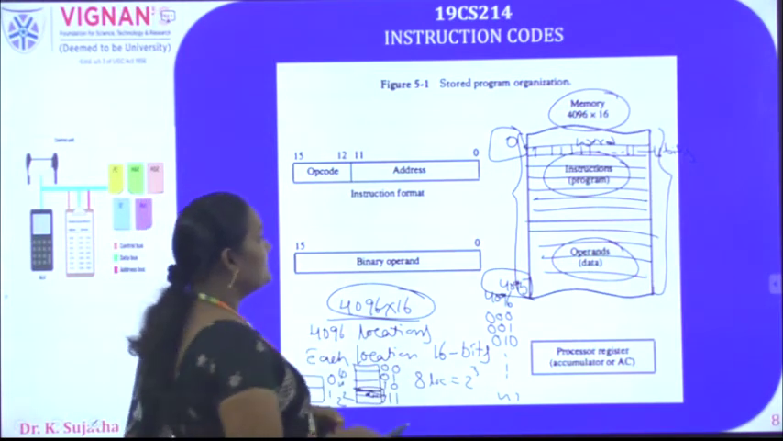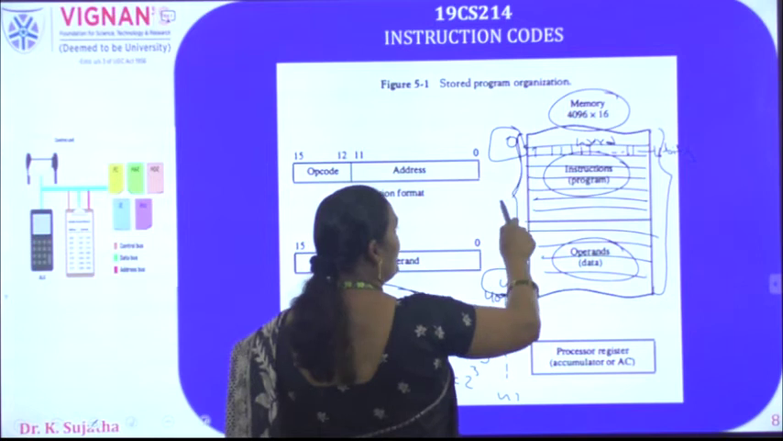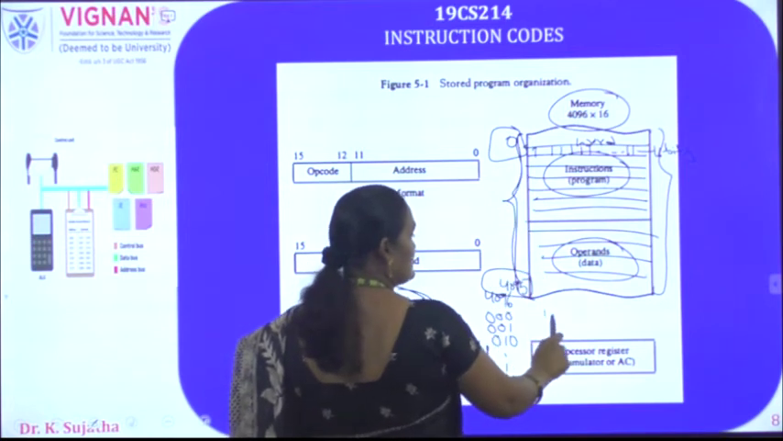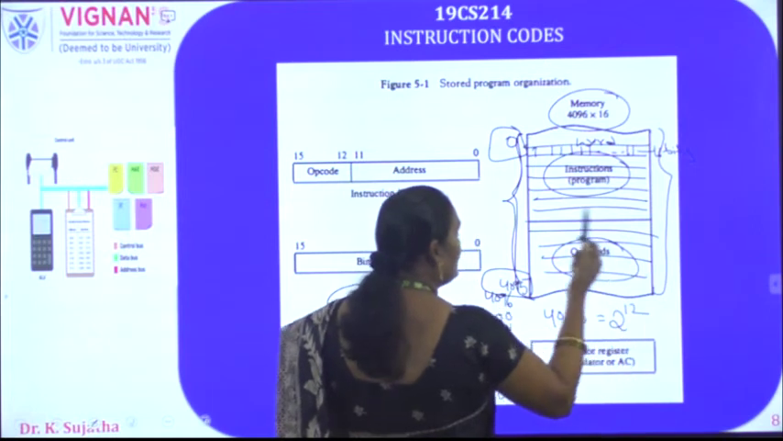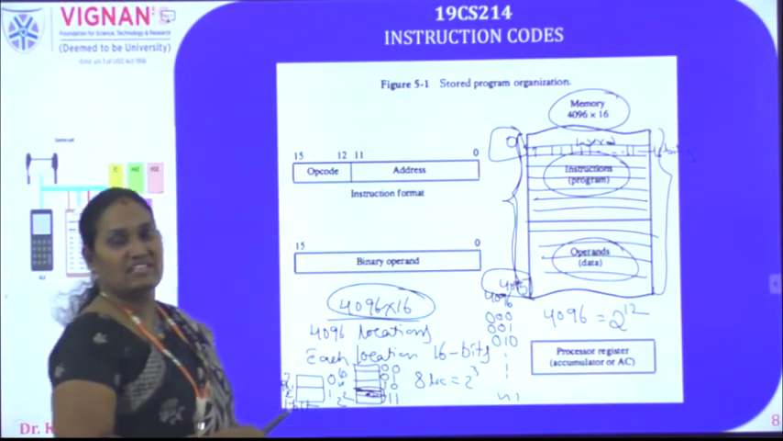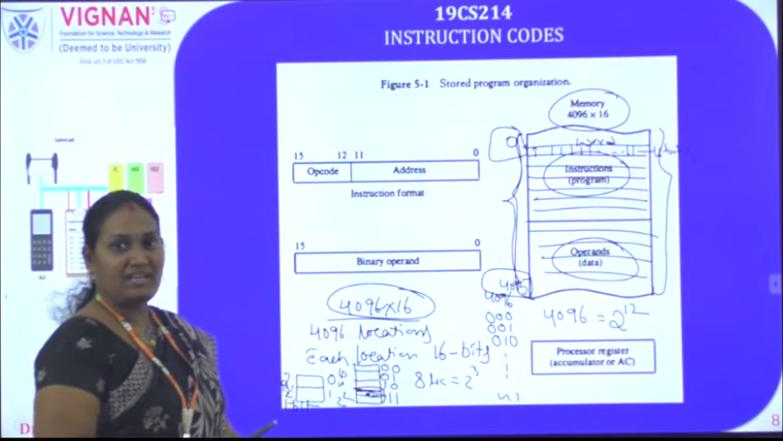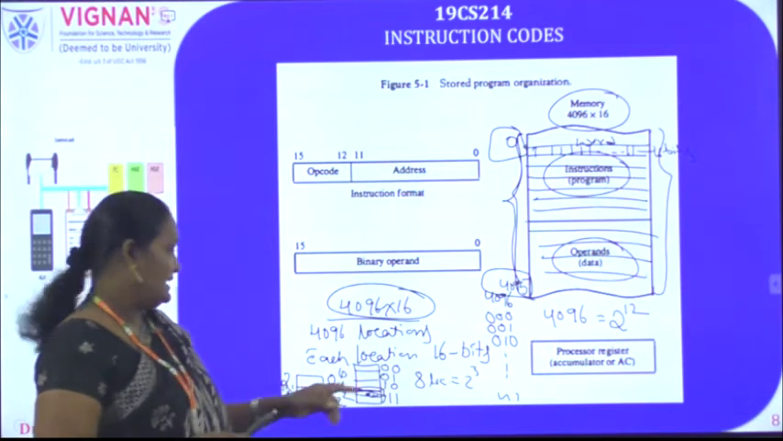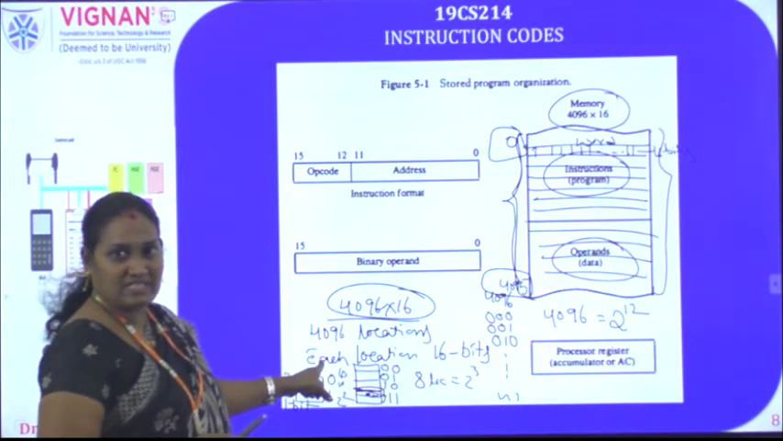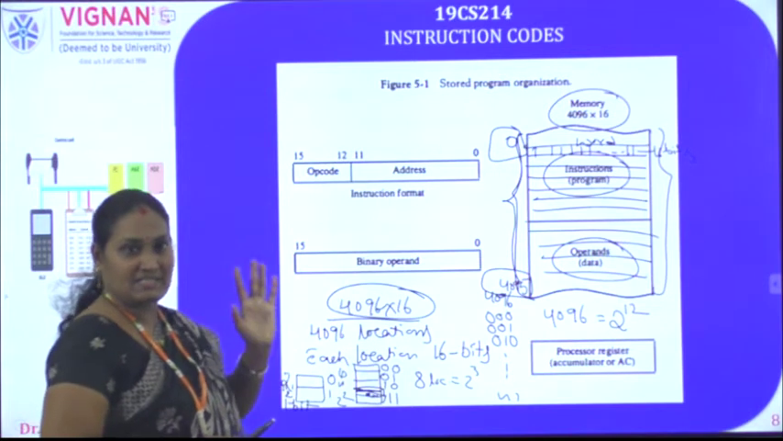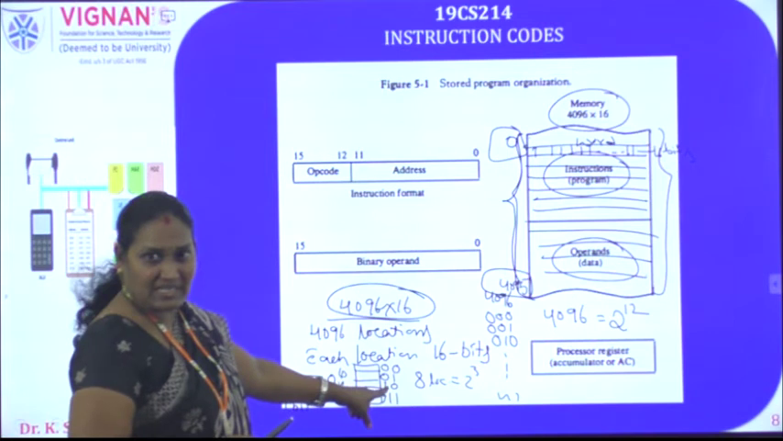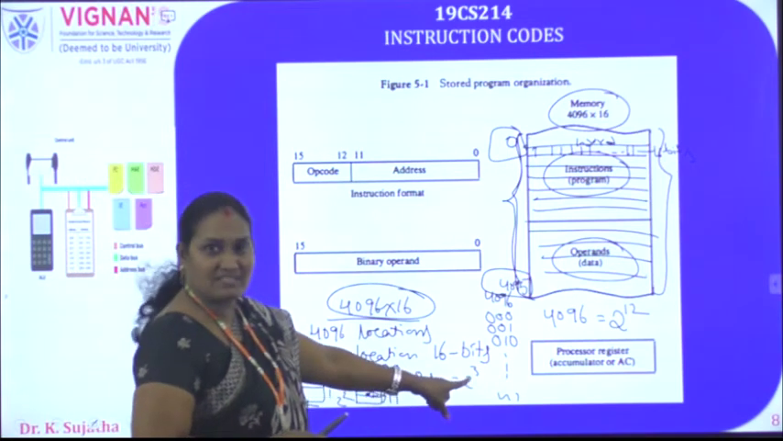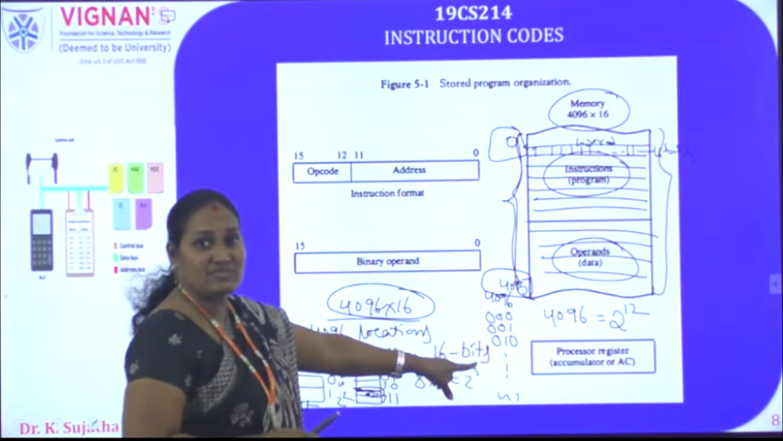So here your system contains 4096 locations. What is 4096? It is nothing but 2 power 12 locations. If it contains 2 power 1 locations, it needs 1 bit for the address. If it contains 2 power 2 locations, it needs 2 bits for the address. If it contains 2 power 3 locations, it needs 3 bits for the address.